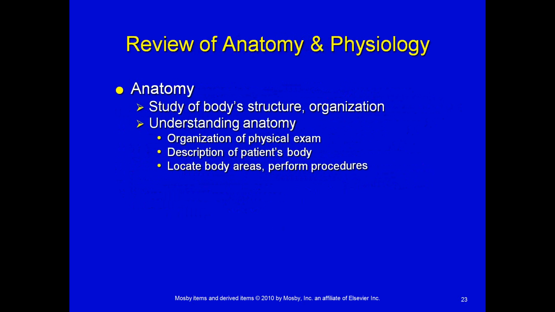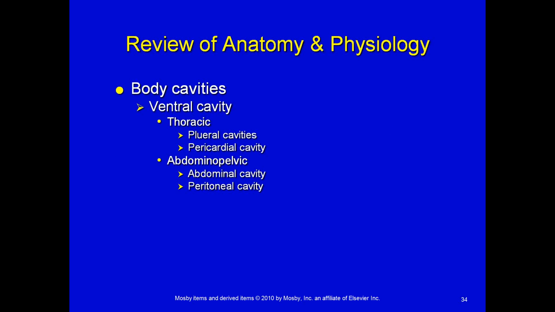Your ventral cavity includes your thoracic cavity. Within your thoracic cavity is your pleural space, where your lungs lie, and then your pericardial cavity, where your heart lies. And when we look at the abdominopelvic cavity, within there is your abdomen, and then your peritoneal cavity. Your peritoneum is the lining of the abdominal cavity, so that's referring to all that space outside your intestines.